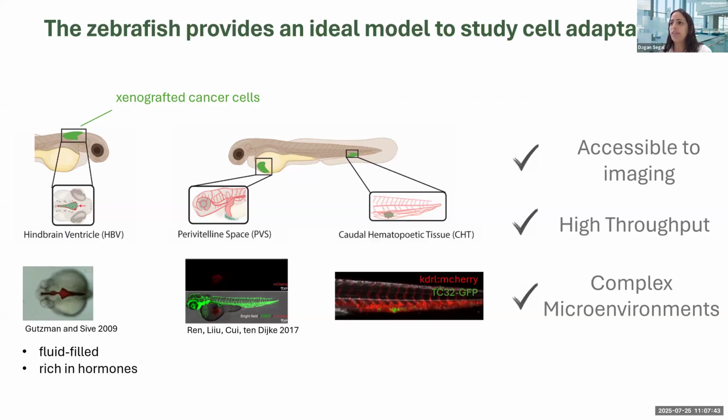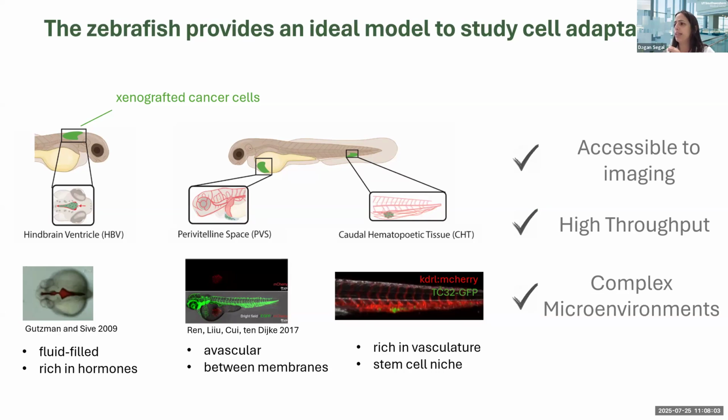And we can compare the different seeding sites within a fish as very distinct microenvironments. For example, this hindbrain ventricle, which is this fluid-filled compartment that's very rich in hormones. The paravitalin space, which is this avascular region sandwiched between two membranes, and the caudal hematopoietic tissue, which is this area that's very rich in vasculature, which actually serves as a stem cell niche.